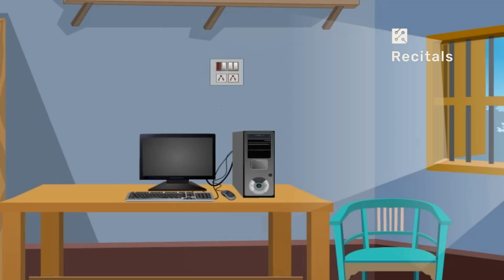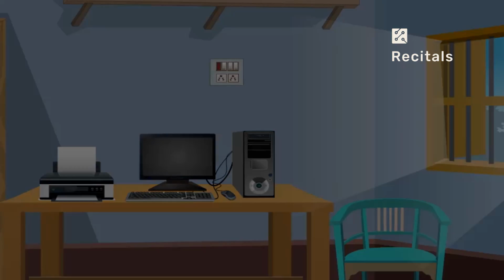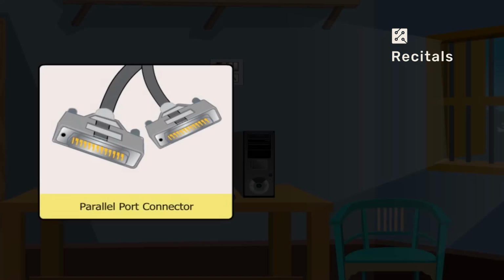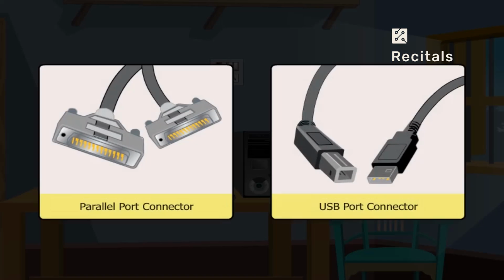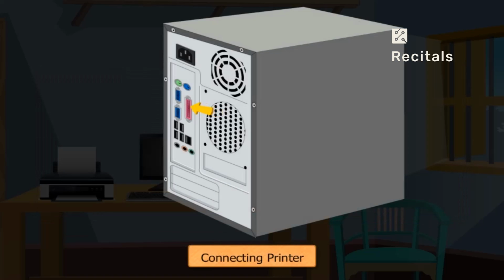Now, we need to connect the printer to the system unit. Printer has two models of connectors. They are parallel port connector and USB connector. We can connect the printer to any one of the two ports in the system unit, depending on the type of connector in the printer.